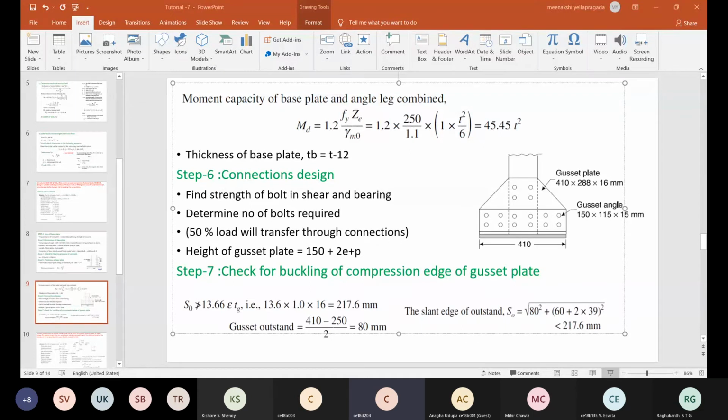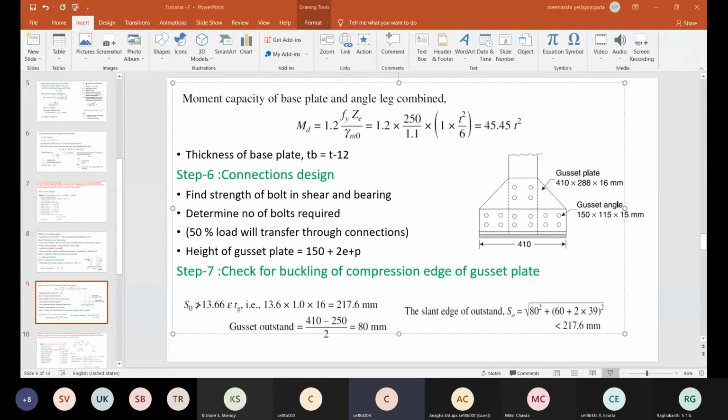So as you already know how to calculate the strength of bolt in shear and bearing, I'll explain what the next steps are, because we have one more question we have to see. Once you know the strength of bolt, we'll calculate the number of bolts. Since the connections will get a transfer of 50% load, the total 50% of the factored load, that means 0.5 times 1700 divided by the strength of the bolt, you will get the number of bolts.